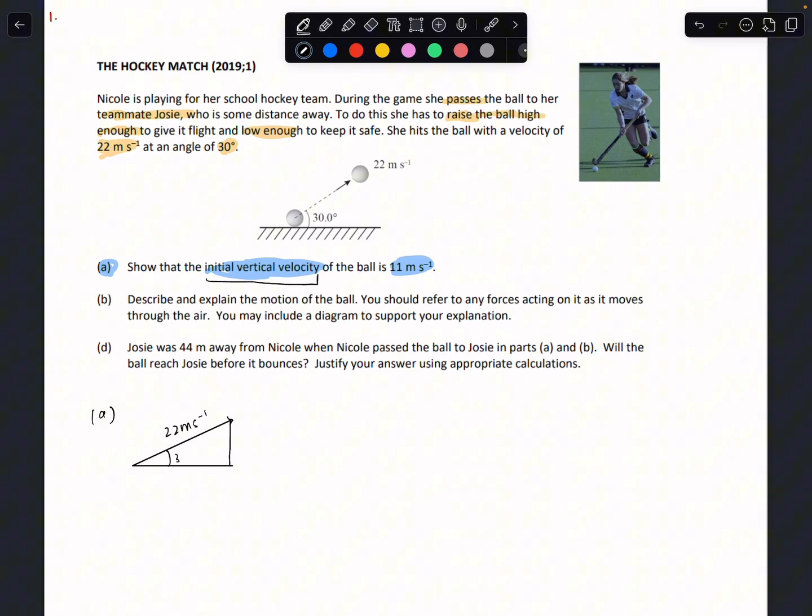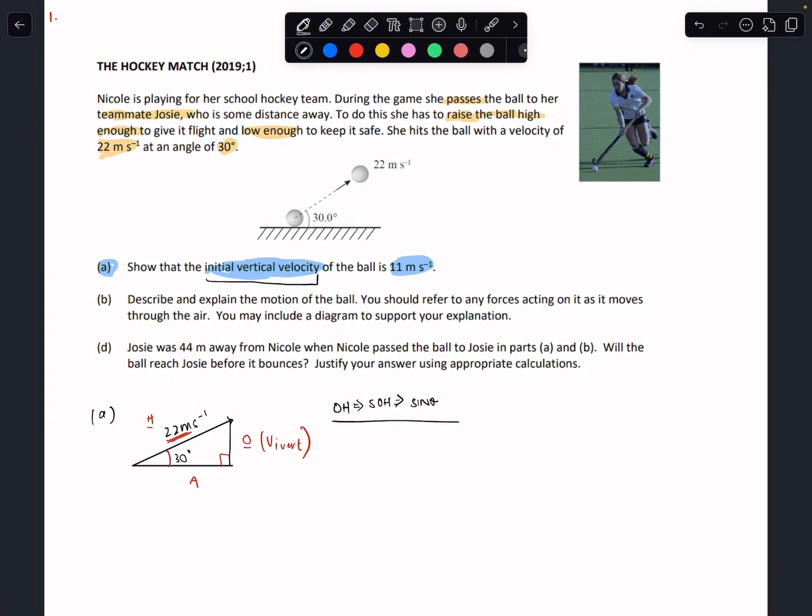Well, this is a simple trigonometry question. And the way we attack these is by first labeling our triangle. We know that this is the hypotenuse, opposite this 30-degree angle is the opposite, and down here we've got our adjacent. We're trying to find the opposite, which is essentially our initial vertical velocity. And we've been given a hypotenuse value over here. So the variables we're going to use are O and H, which is SOH, our sine function.